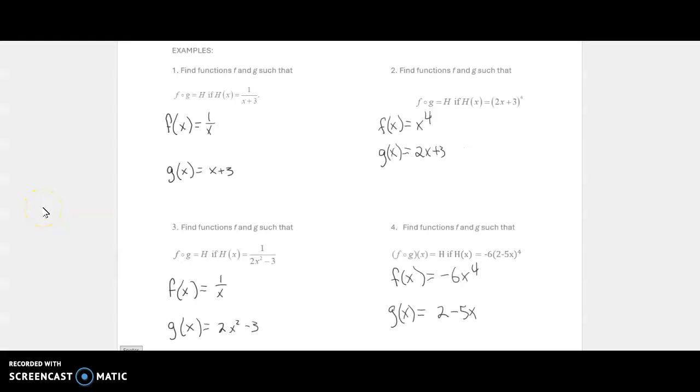Here are the answers for the last 4 examples that we have where you had to come up with f of x and g of x for a composition that makes h of x.